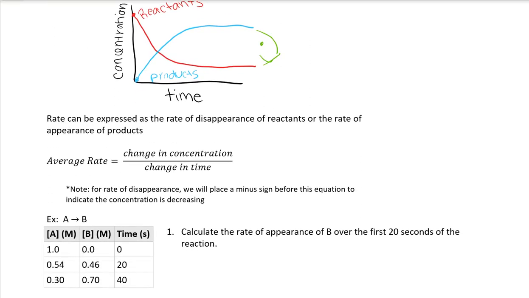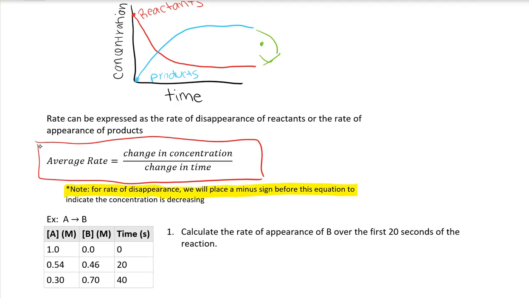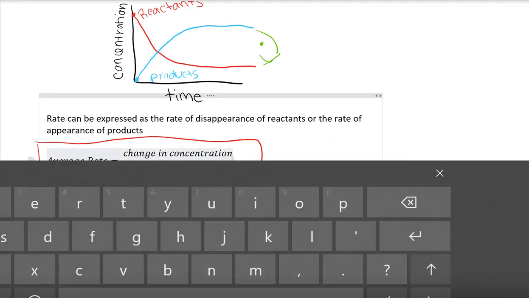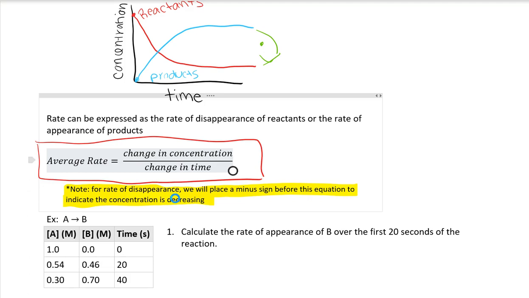All right, so here is our equation for rate. To calculate the rate of reaction, we are going to take the change in concentration and divide it by the change in time. One important thing to note, for rate of disappearance, we will place a minus sign or a negative sign before this equation to indicate that the concentration is decreasing. So rate is always expressed as a positive number.